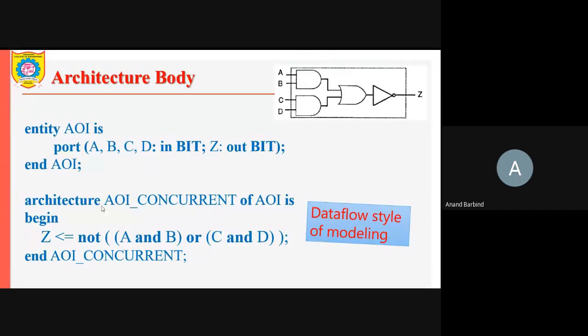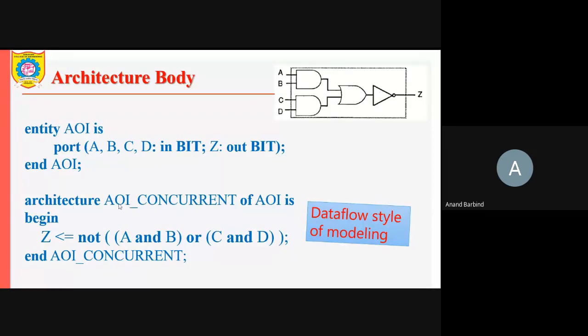Okay, so already we have declared this particular entity statement. The name of the entity is AOI, and the inputs for this circuit are A, B, C, D, whereas the output is Z. Now the architecture declaration for this particular entity can be written in this fashion.